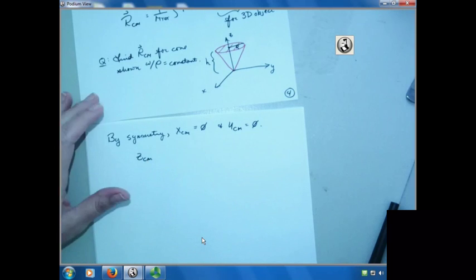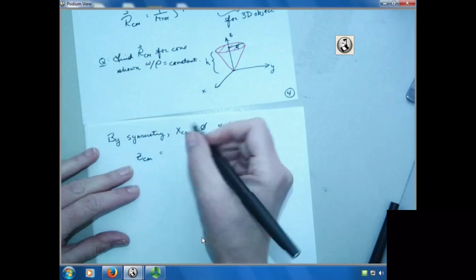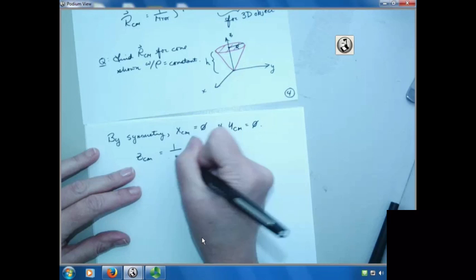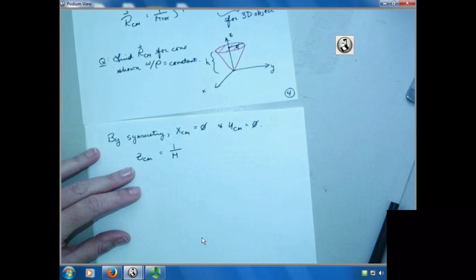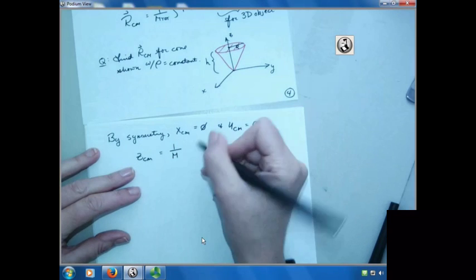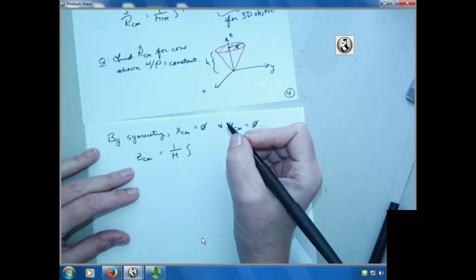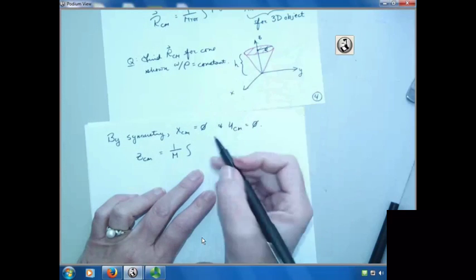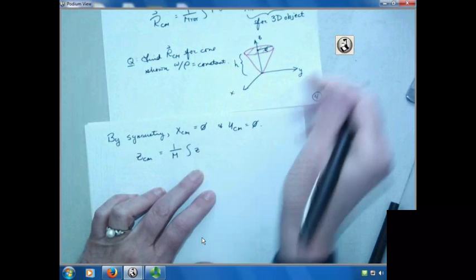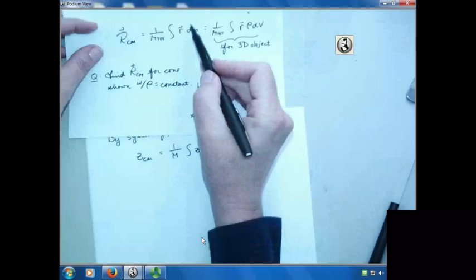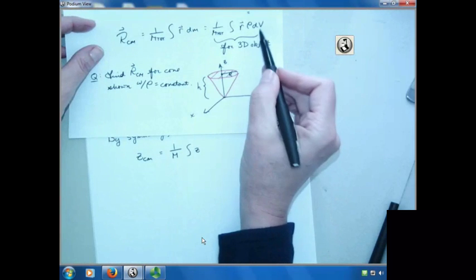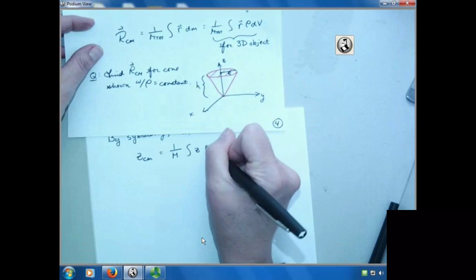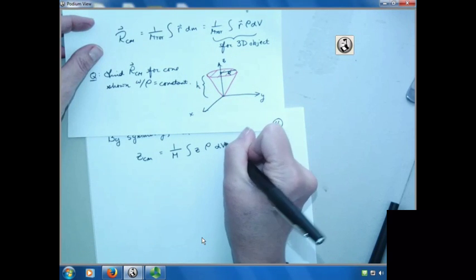Let's remind ourselves that's equal to 1 over the total mass of the cone, I'm just going to use a capital M for that, times the integral of z dm. Now, for dm, what should I use? This is a three-dimensional object, so I'm going to use rho times dv.